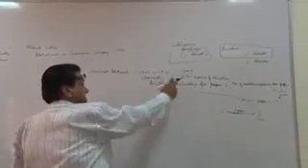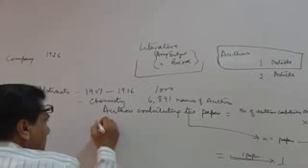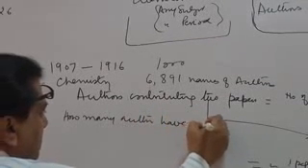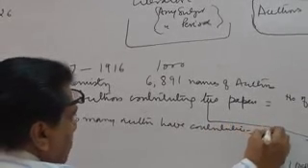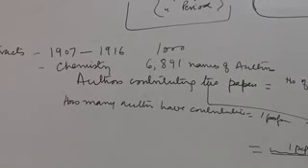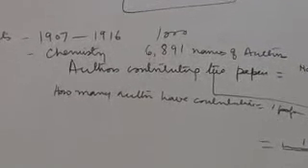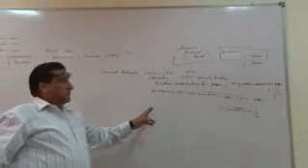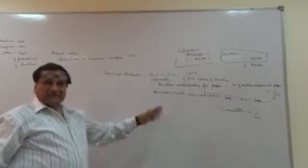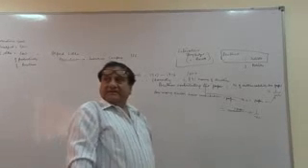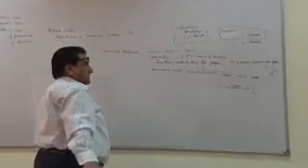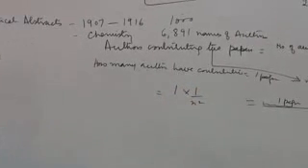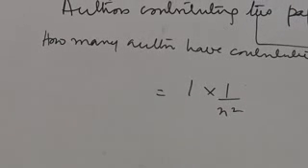Means, out of this, he collected how many authors have contributed one paper each. Then he counted how many authors contributed 2 papers each, 3 papers each, 4 papers each. And as a result of that, he was able to give the equation 1 upon n square. Okay?